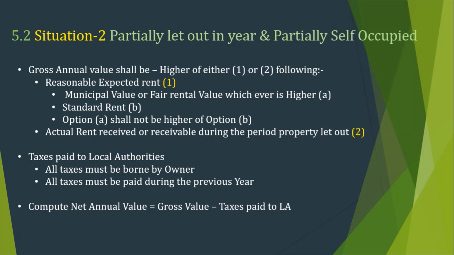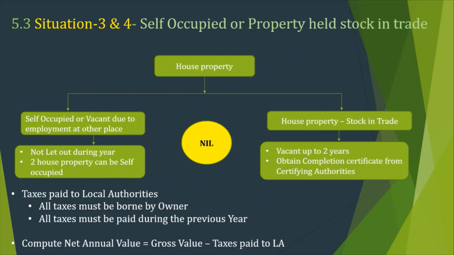Means if suppose a property is let out for 5 months, we will consider the actual rent receivable for 5 months. If the actual rent received or receivable is more than the reasonable expected rent, then it shall be the gross annual value. Otherwise the reasonable expected rent shall be the gross annual value. Same, then taxes paid by the owner during the year will be allowed as a deduction from the gross annual value, so we will receive the net annual value. So this is situation number 2.